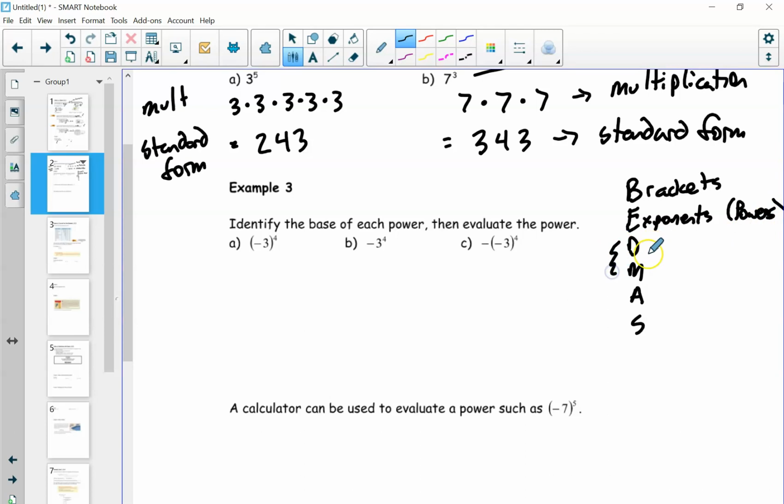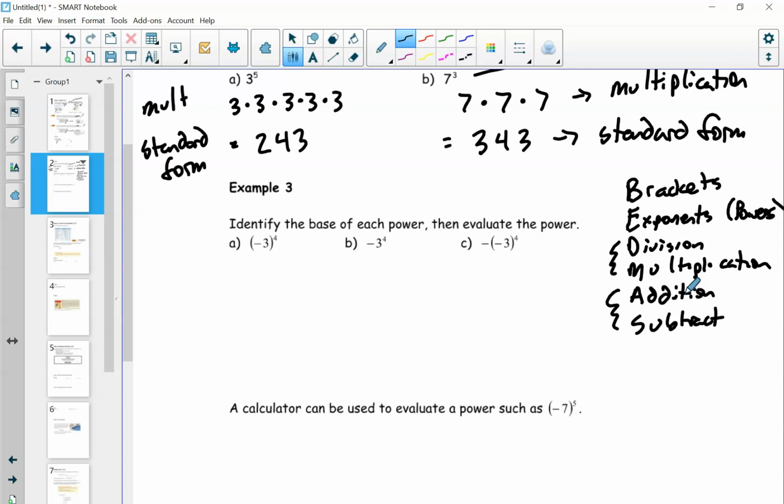Division and multiplication, you just do in the order in which they appear. So those are next. And then same thing for addition and subtraction, just in the order that you see them. So from front to back, you do the brackets first, exponents, division, multiplication, and then addition, subtraction last. Keeping this in mind, let's look at the first couple questions.